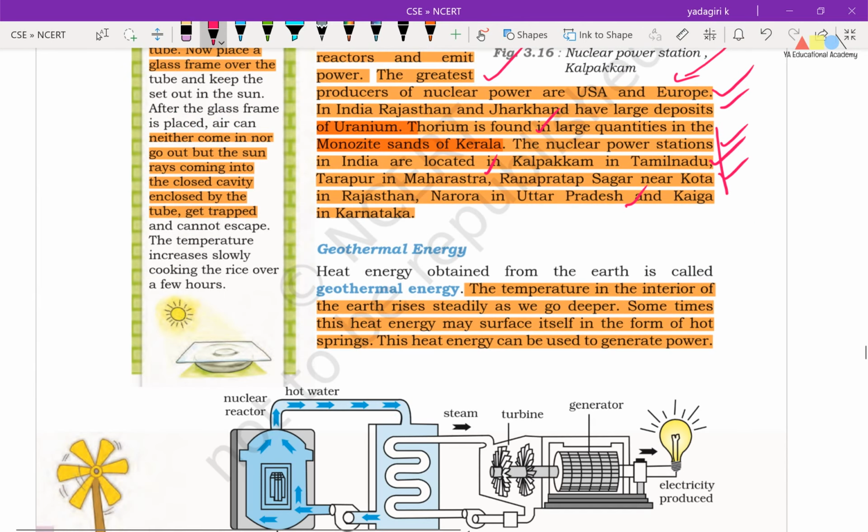Right friends, now we will learn about geothermal energy. The energy obtained from the earth is called geothermal energy. Friends, the temperature in the interior of the earth rises steadily as we go deeper. So sometimes this heat energy may surface itself in the form of hot springs, and this heat energy can be used to generate power.